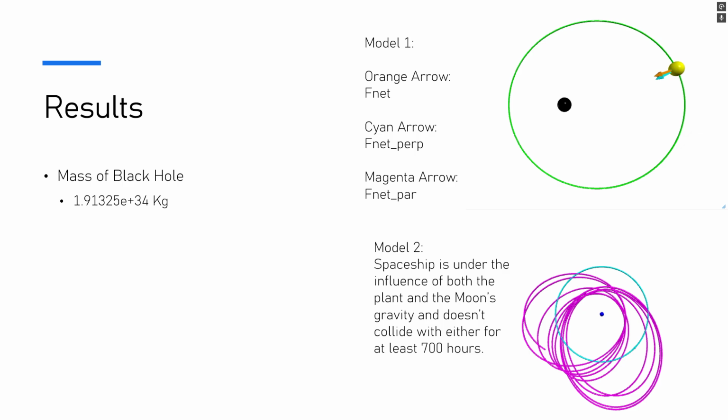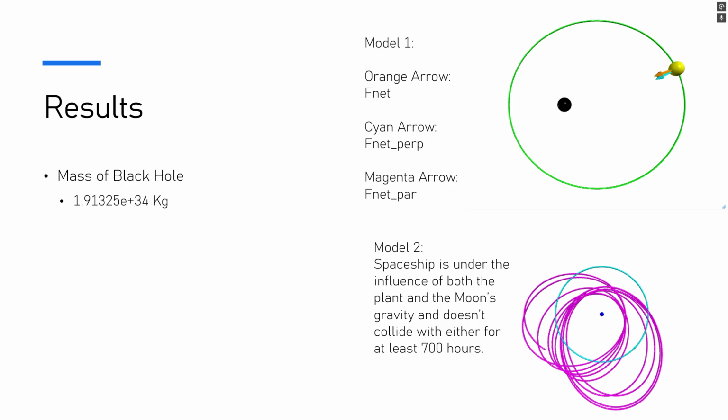For Model 1, the orange arrow represents the net force. The cyan represents the perpendicular component of the net force. And there is a magenta arrow which represents the parallel component of net force, but the parallel component goes in the direction of its orbit, and it is so small at that point that you cannot see it. You will also note that we found the mass of the black hole via GlowScript, and we took an average of all the different masses that were recorded, and it came back as 1.91325 times 10 to the 34th power kilograms.